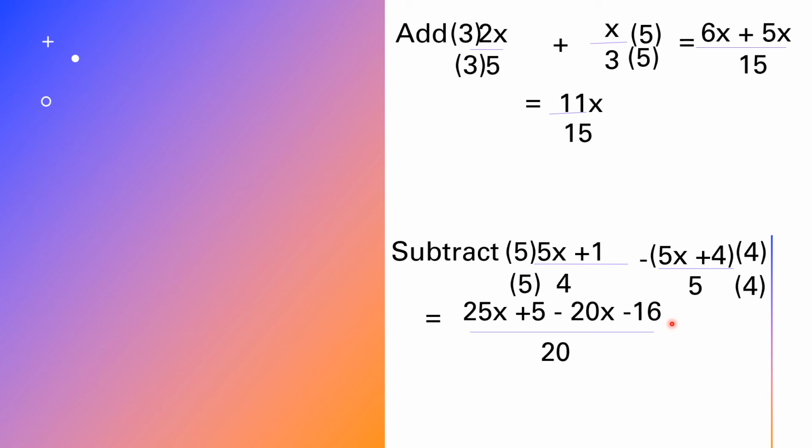Now we can combine the numerator here, 25x, and minus 20x. And that is equal to 5x. 5 minus 16, that is negative 11, divided by 20.